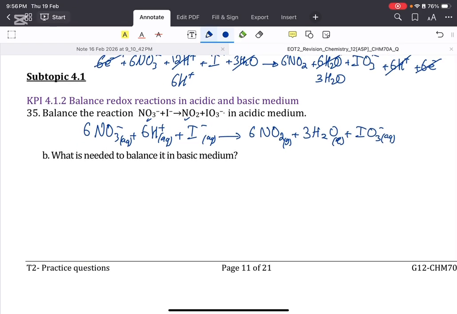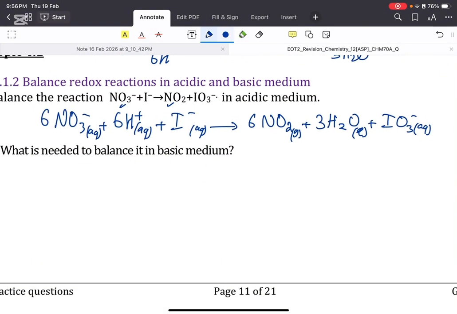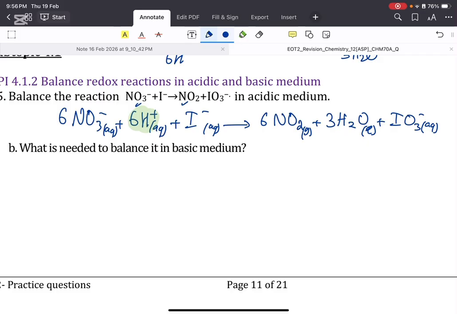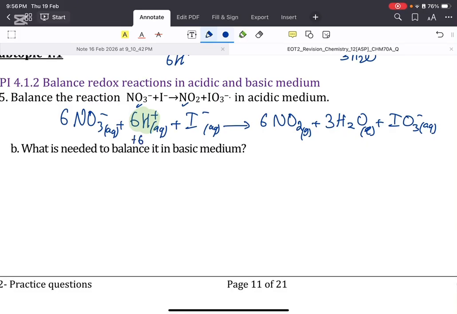What is needed to balance it in basic medium? Now what is the step to do if I need to balance it in the basic medium? The basic medium is exactly the same steps we follow, but when we reach the end, we look at how many H plus we have, and we add equal amounts of OH minus on both sides. So here I have 6 H plus, so I'm gonna add 6 OH minus in here and 6 OH minus in here. So how much is needed to balance it in acidic medium? We need to add 6 OH minus on both sides.